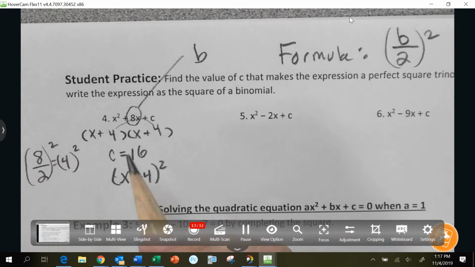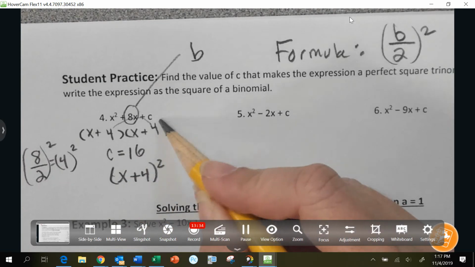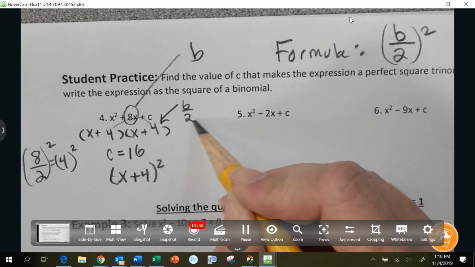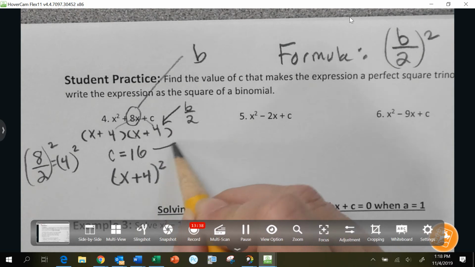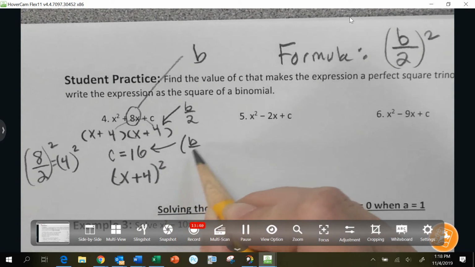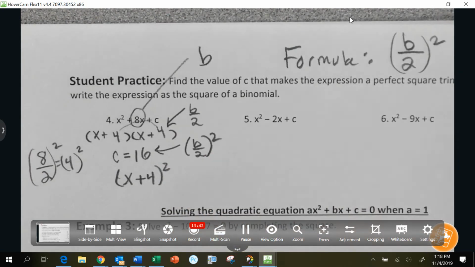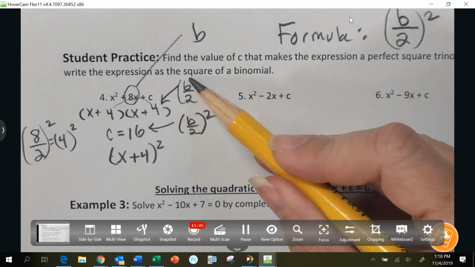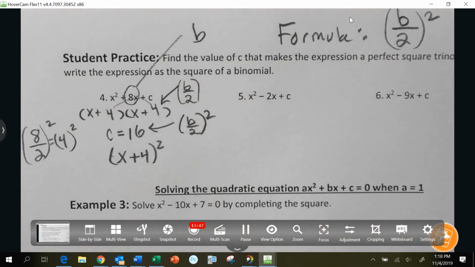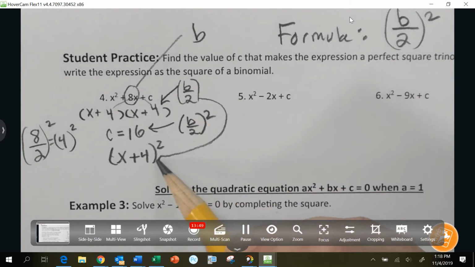So the 4s are B divided by 2, and then the C value itself is B divided by 2 squared. So both the B divided by 2 and the B divided by 2 squared, actually B divided by 2 right here too, they're both getting used.